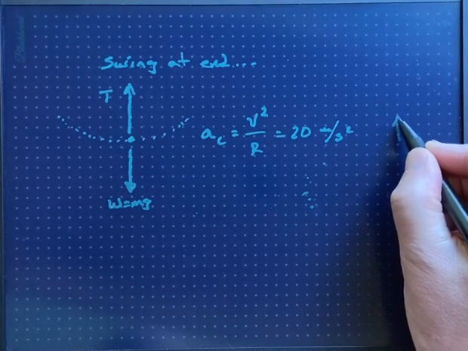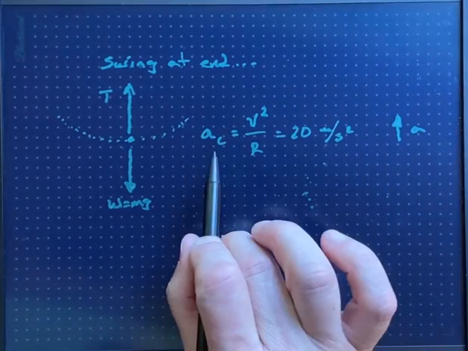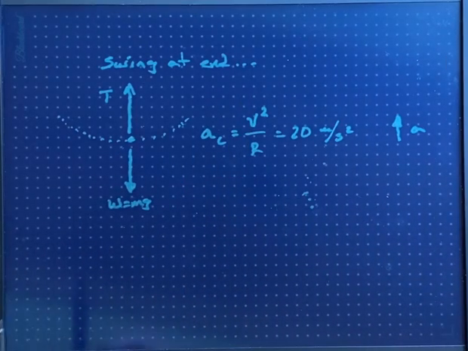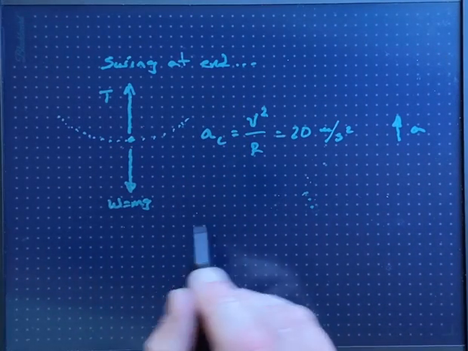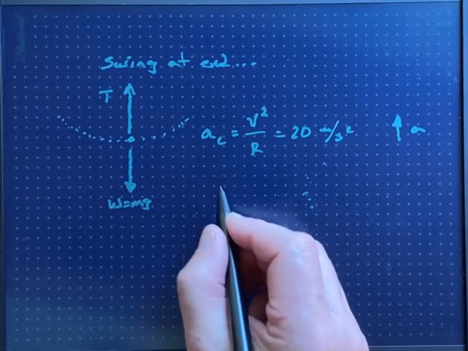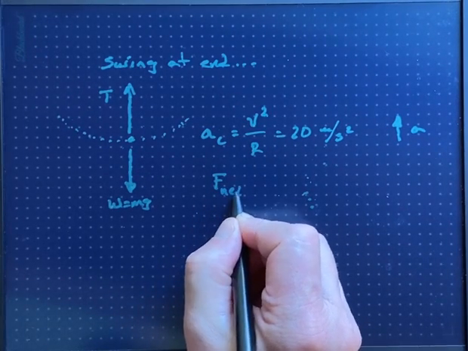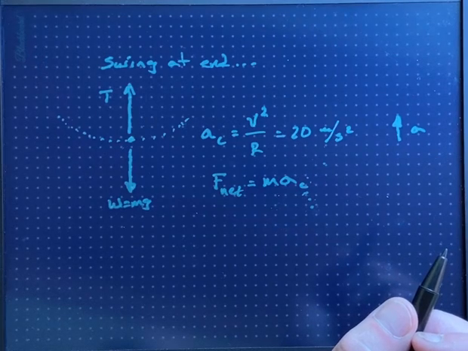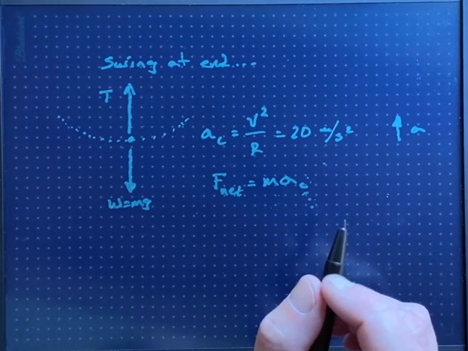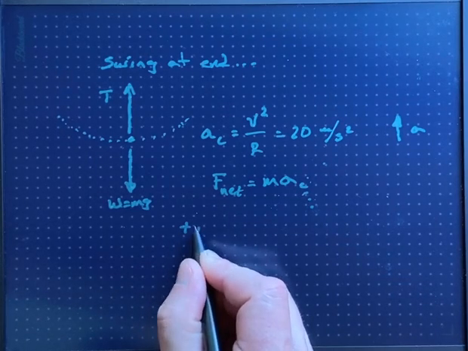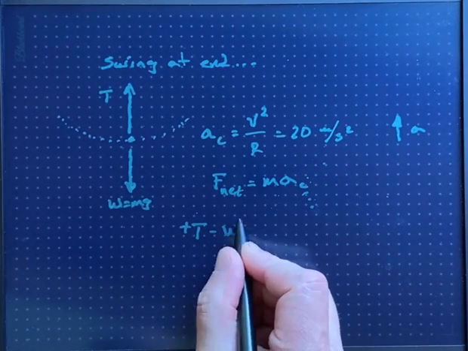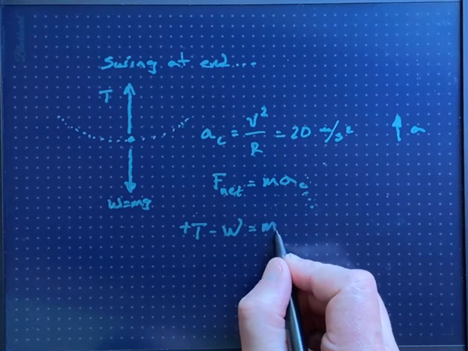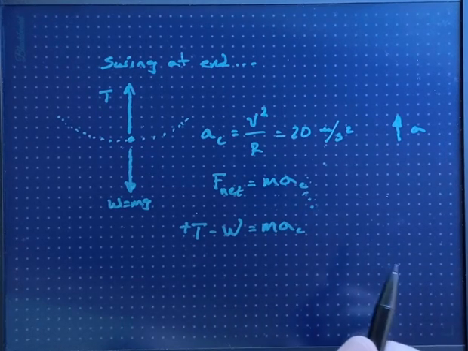And by the way, it's directed upward, because the centripetal acceleration is always directed toward the center of the circular path that you're moving in. So now we know that the net force isn't zero. The net force has to be equal to ma. And a is this centripetal acceleration that we just figured out. Now what forces compose the net force? Well, still I have the tension force, which is up, minus the weight force, minus because it's down. This time they don't balance out to zero, they balance out to ma, where the acceleration is the centripetal acceleration.